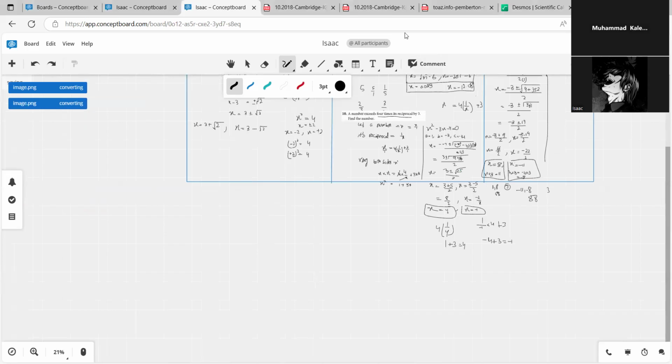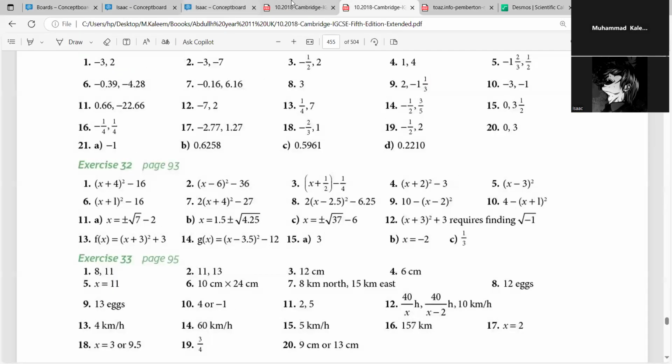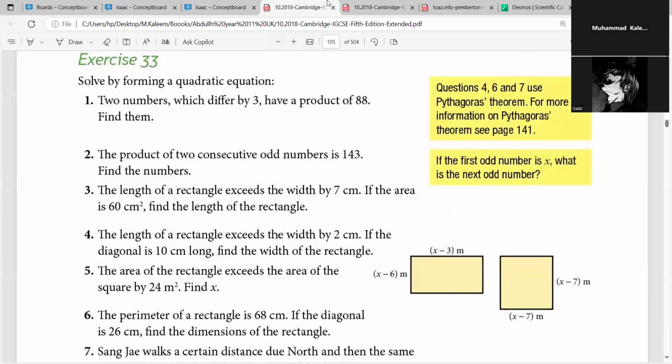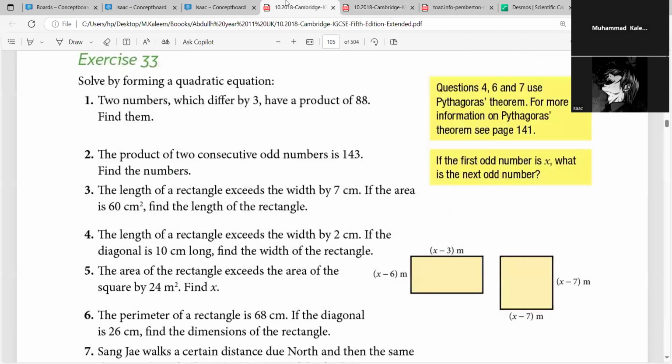Okay, next we have to solve the next question. Here you can see its answer. Which question was this? Question number 1 of exercise 33. 8 and 11, okay. These are the two numbers. In this one, they mentioned that we have to, yeah, okay.